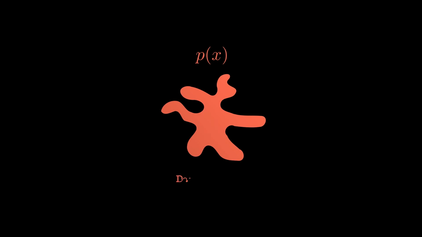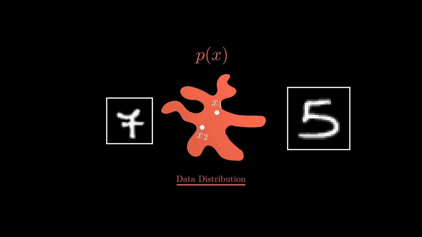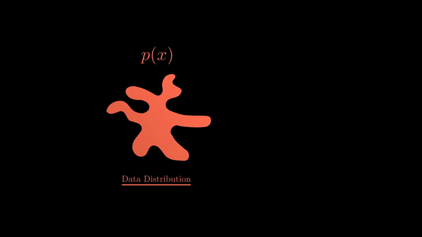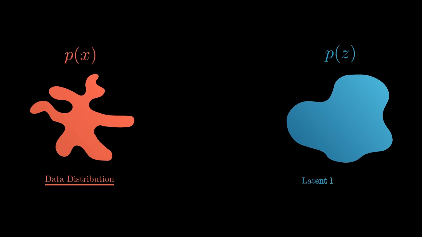So our goal is to generate new data from a given distribution, p of x, which represents our dataset, for example, images. The problem is, we don't know the exact shape or properties of p of x. We only have access to some samples, for instance, images from our training split. To make working with p of x easier, we introduce another distribution, p of z, called the latent distribution. This distribution represents latent variables, vectors in a lower dimensional space that capture the core features of the data.